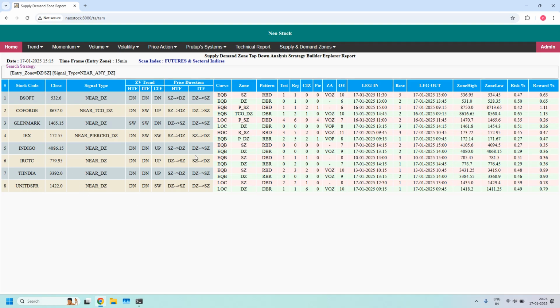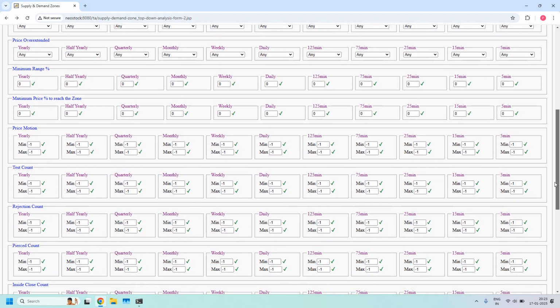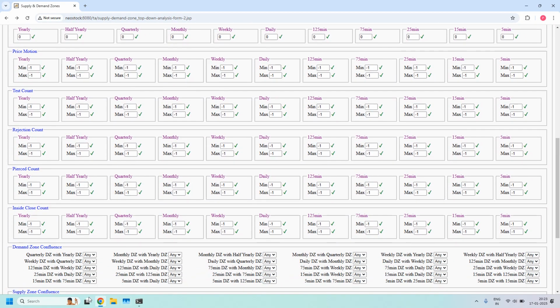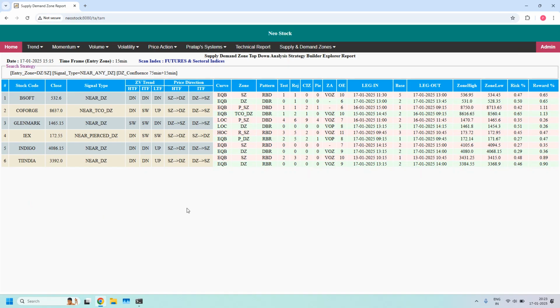Let us further filter this list based on the LTF ITF demand zone confluence. That is 15 minutes and 75 minutes demand zone confluence. I enable the filter. Now 6 stocks. Out of these 6, the 4th one is pierced. It is not useful. The demand zones. We are focusing on demand zones, not supply zones.